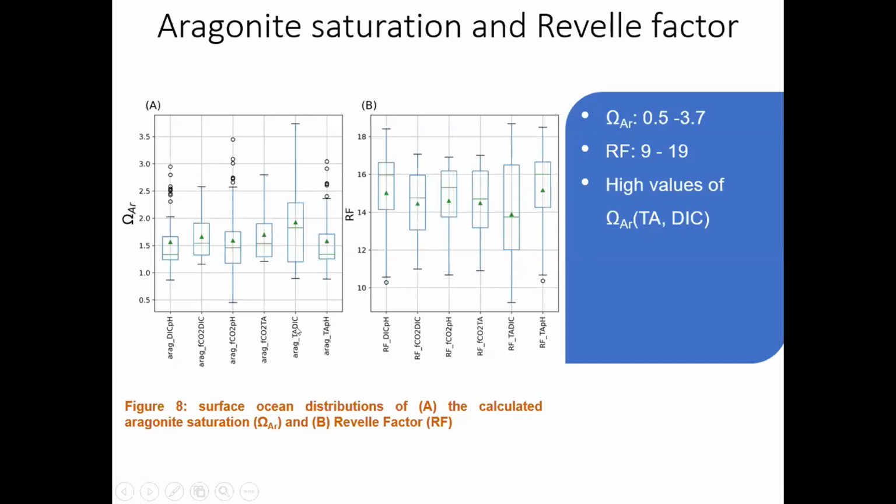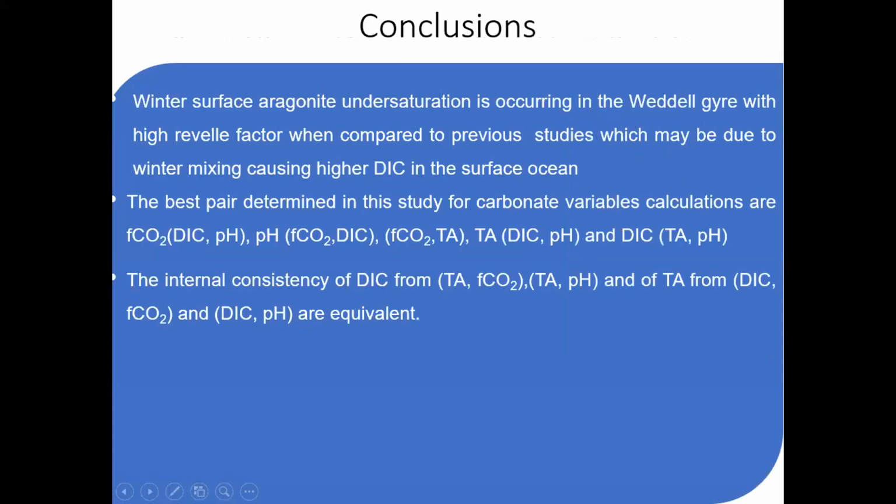total alkalinity and DIC. So in conclusion, we say that the winter surface aragonite undersaturation is occurring in the Weddell Gyre with high Revelle factor when compared to previous studies, which may be due to winter mixing that is causing higher DIC in the surface ocean.